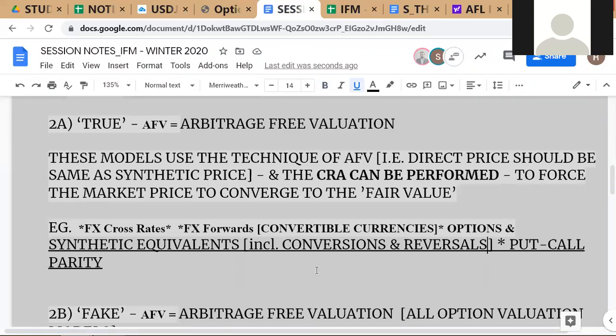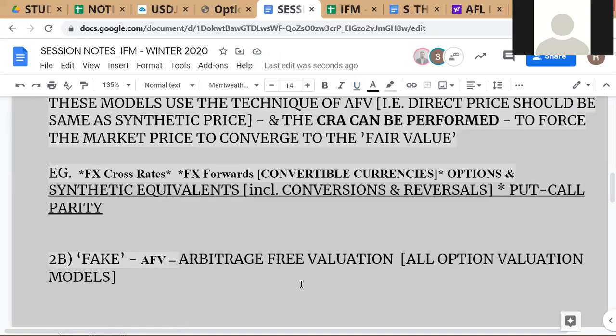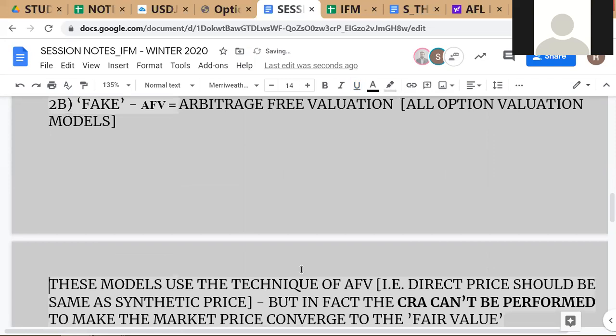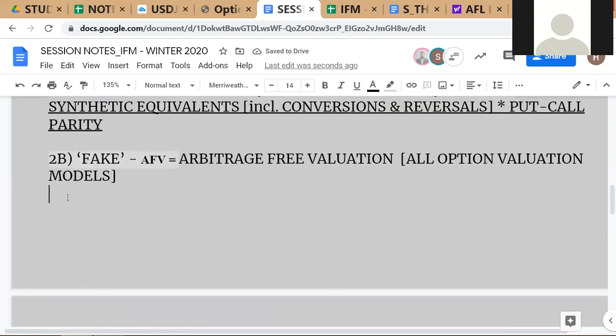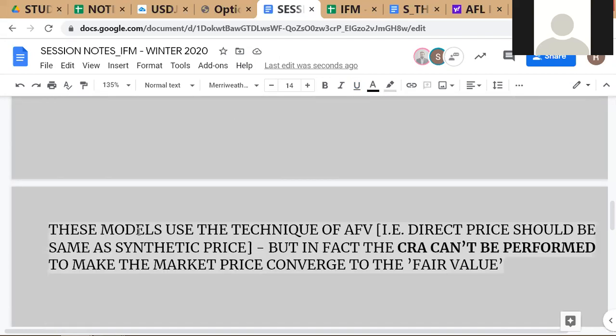So yeah, okay, put call parity. These are all examples of true AFV. Fake AFV example is given here. All option valuation models are examples of fake AFV. All right, now that you have a good understanding of this, let's continue.